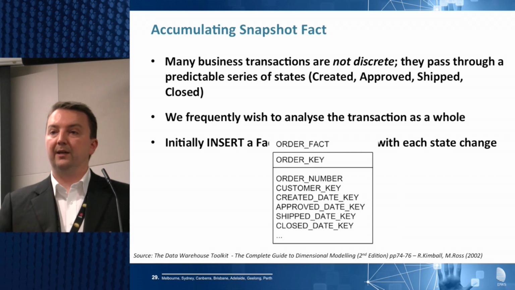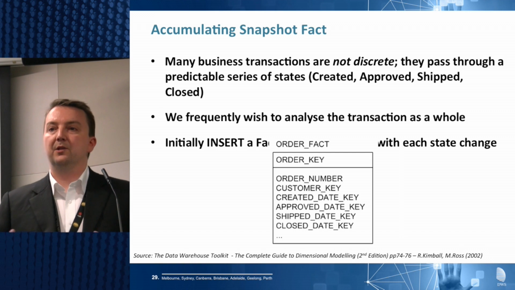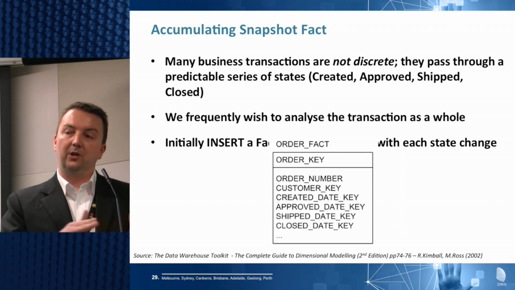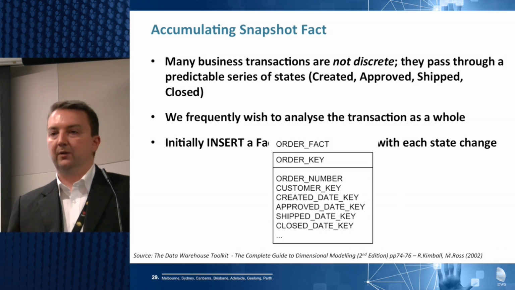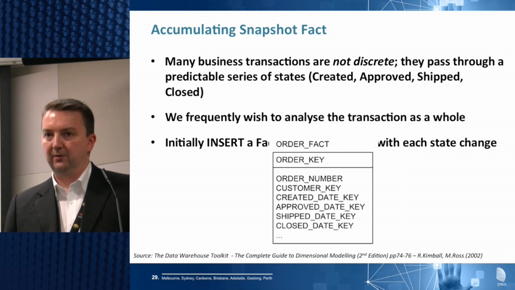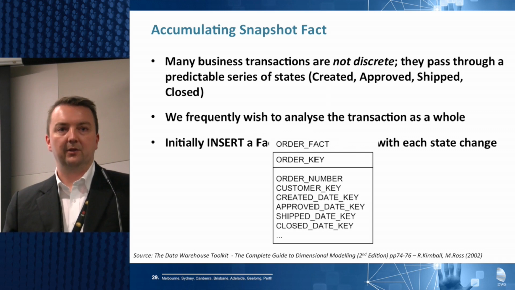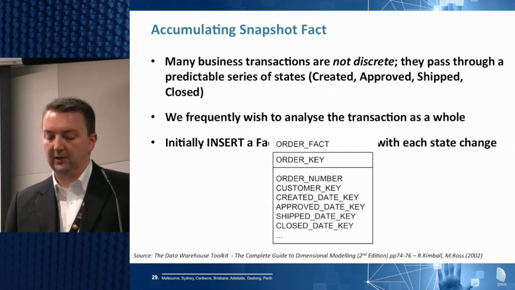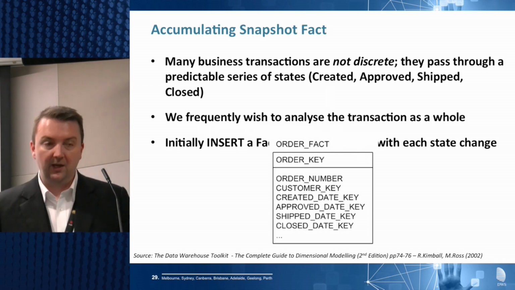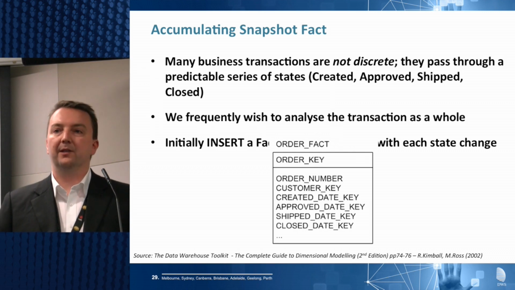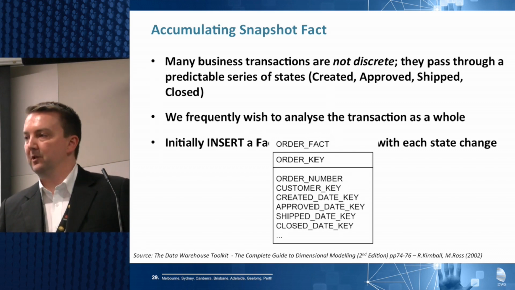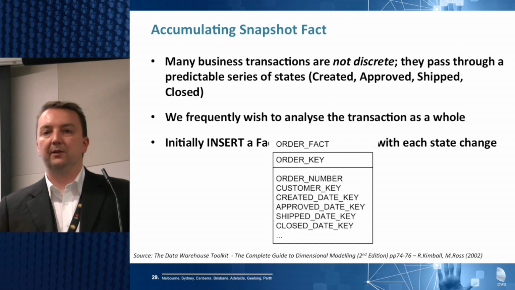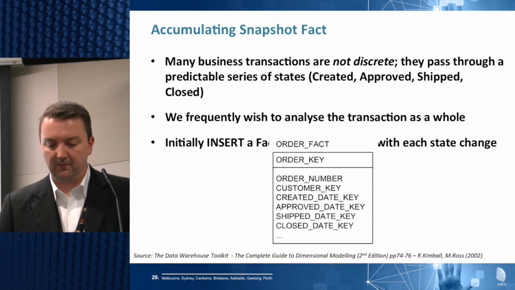So now we've got 2 facts measuring the same business process. We've got an accumulating snapshot that covers the entire order end to end, and we've got a transactional fact, a discrete point in time fact that covers the transitions between these predictable states. And it's not uncommon to have multiple facts tracking the same business process, because we're interested in different aspects of that business process.